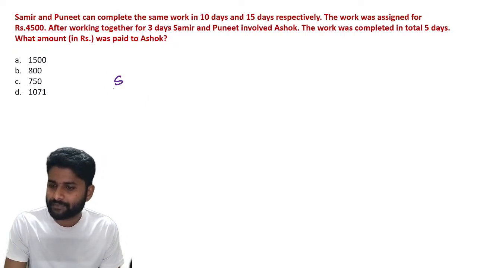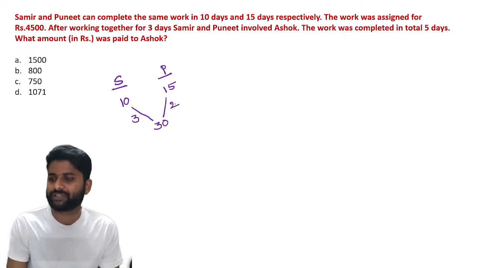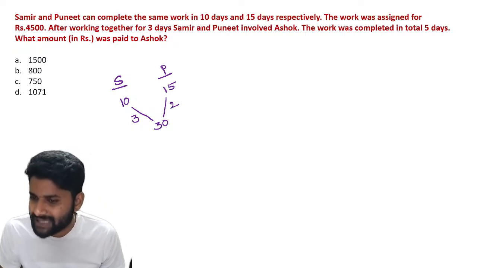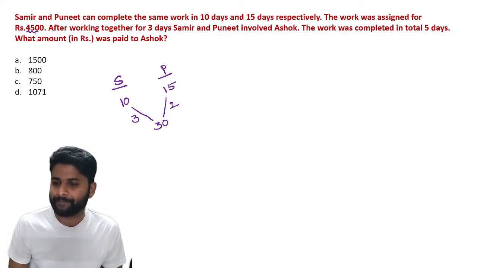Now see, here there are two persons, Samir and Punit. Samir takes 10 days, Punit takes 15 days. LCM of 10 and 15 is 30. Samir's efficiency is 3 units per day. Punit's efficiency is 2 units per day. So the work was assigned for 4,500. So here the total amount is 4,500.